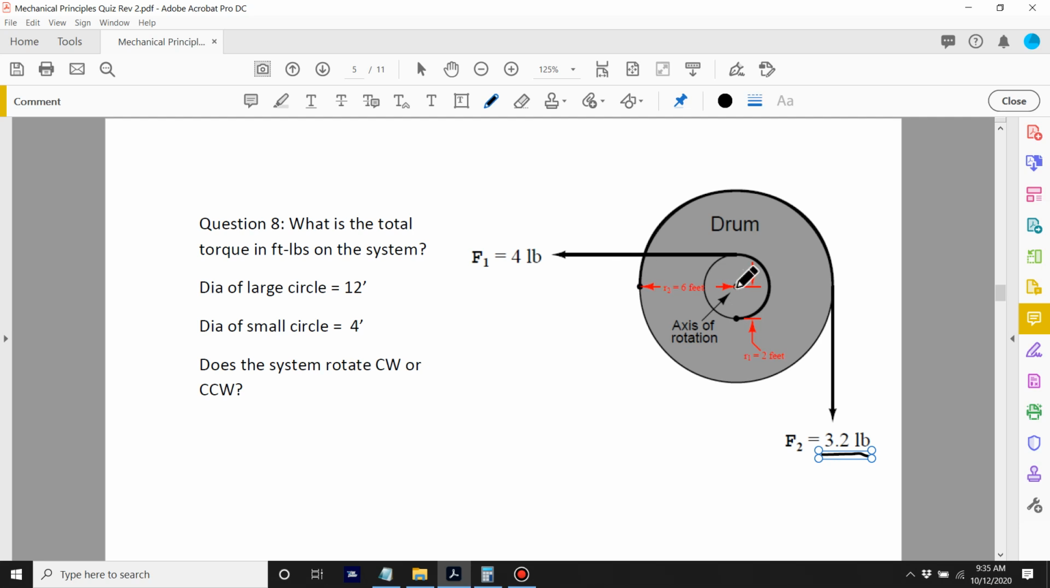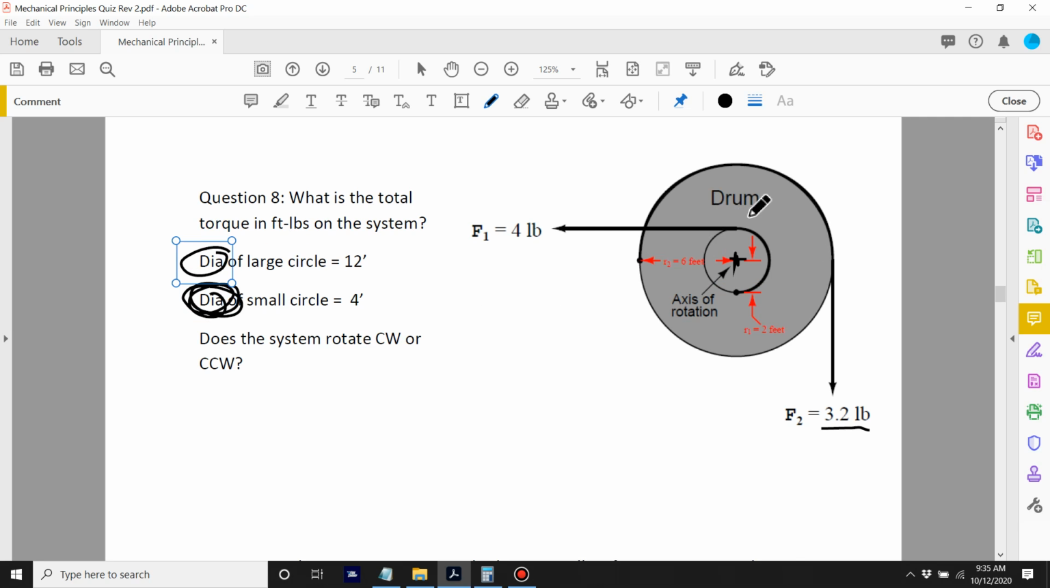And now this point here is the magic point, it's the fulcrum. From there out to there is 2 feet. And from here out to here, I can see is 6 feet. Now I'm trying to trick you here by calling these the diameters of the large circle and the small circle. Whenever we're measuring the torque, it's always from the pivot point out to the point of the force. So if I say the diameter of the large circle is 12 feet, you divide it by 2.